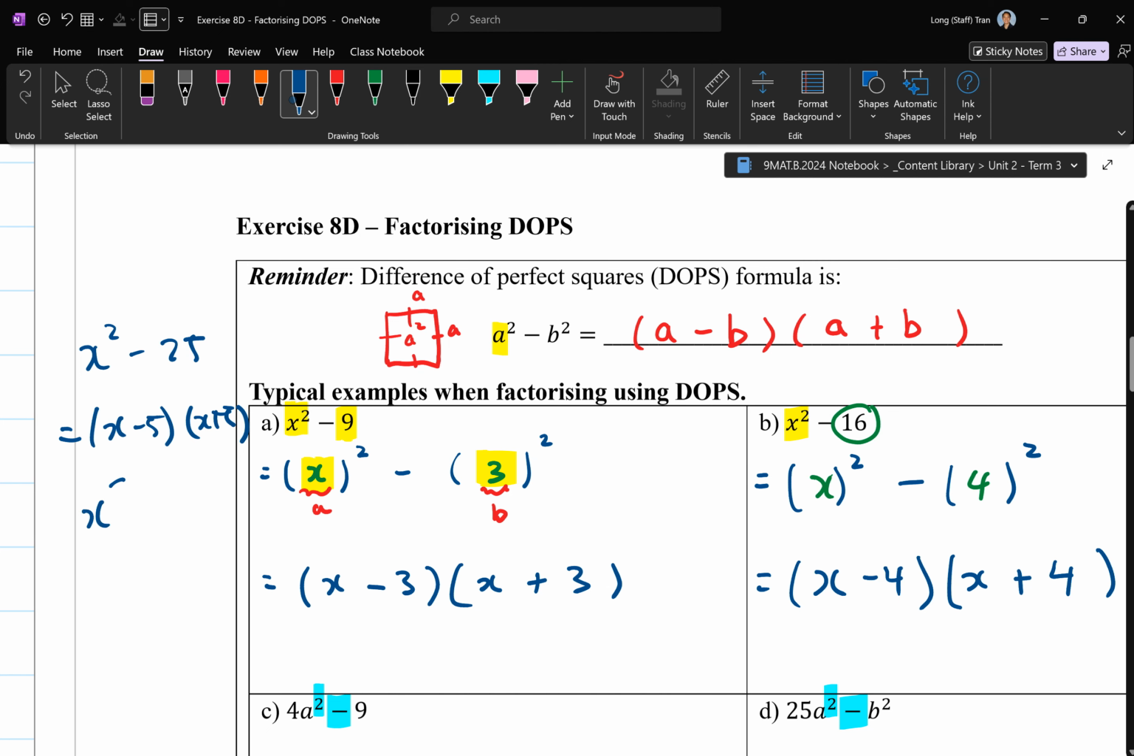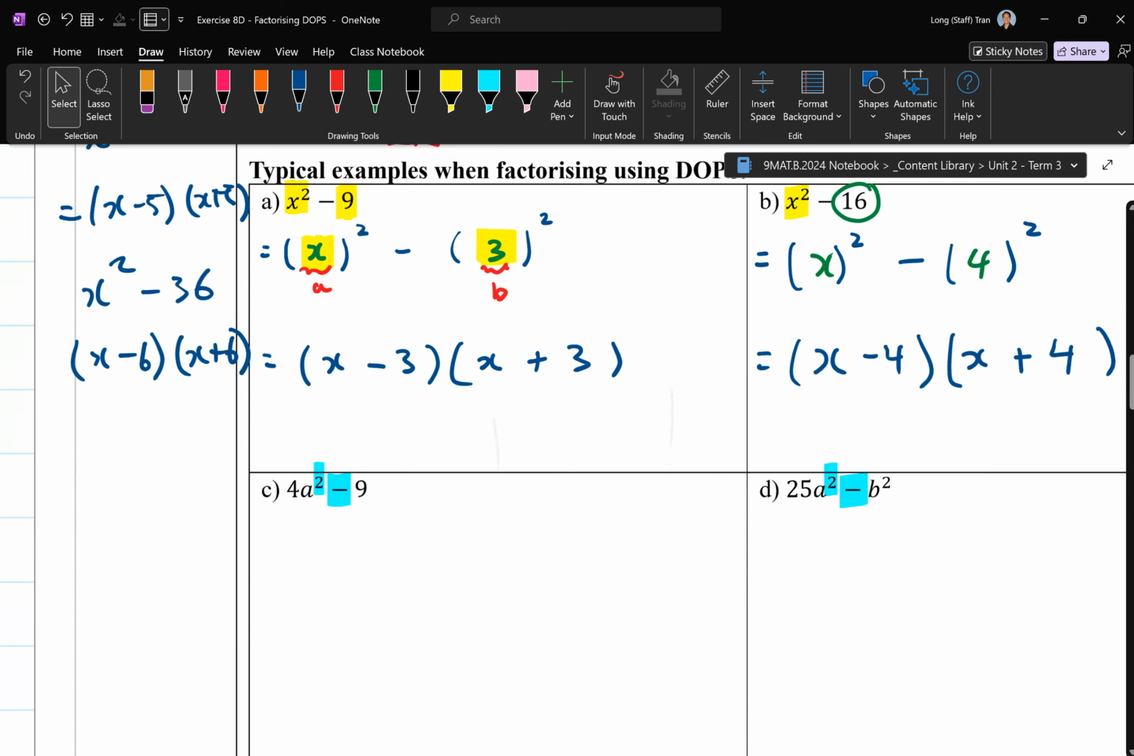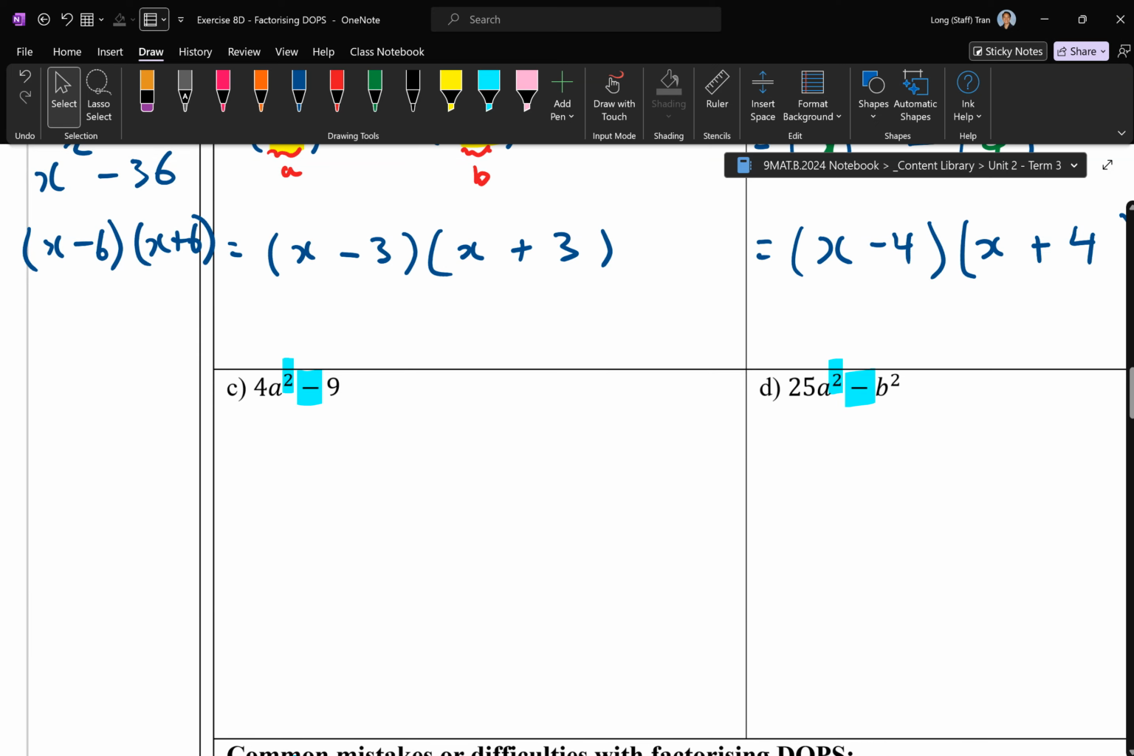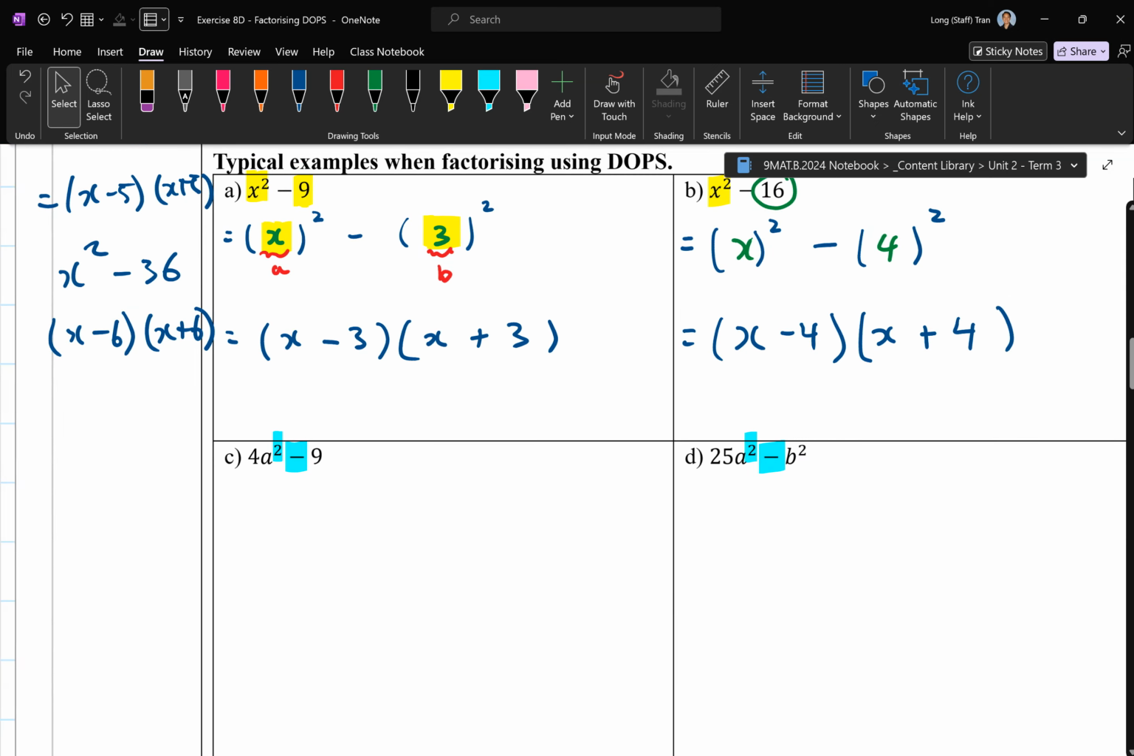Let's try another one. X squared minus 36. What should be in the brackets? X minus 6 and x plus 6. That's how easy it is. Most students will be able to do this, and as you go through your textbook, you're like, too easy, too easy, too easy. And then I give you this one.